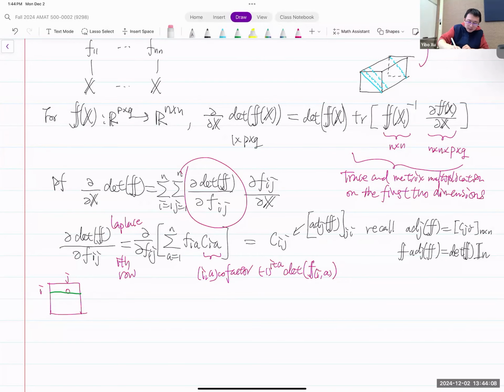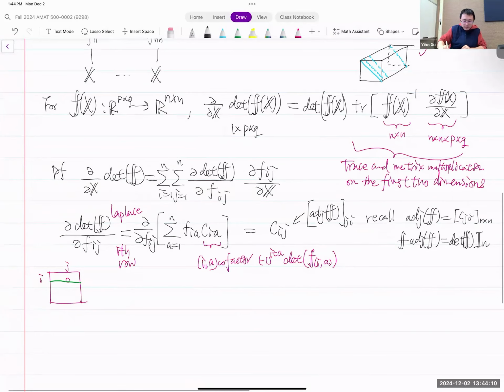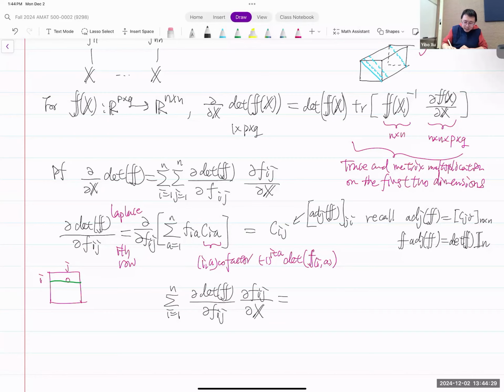So now let's do a summation. Let's take the summation where i goes from 1 through n of the chain rule. So we sum over i first. So now this summation becomes C_ij times ∂F_ij/∂x.